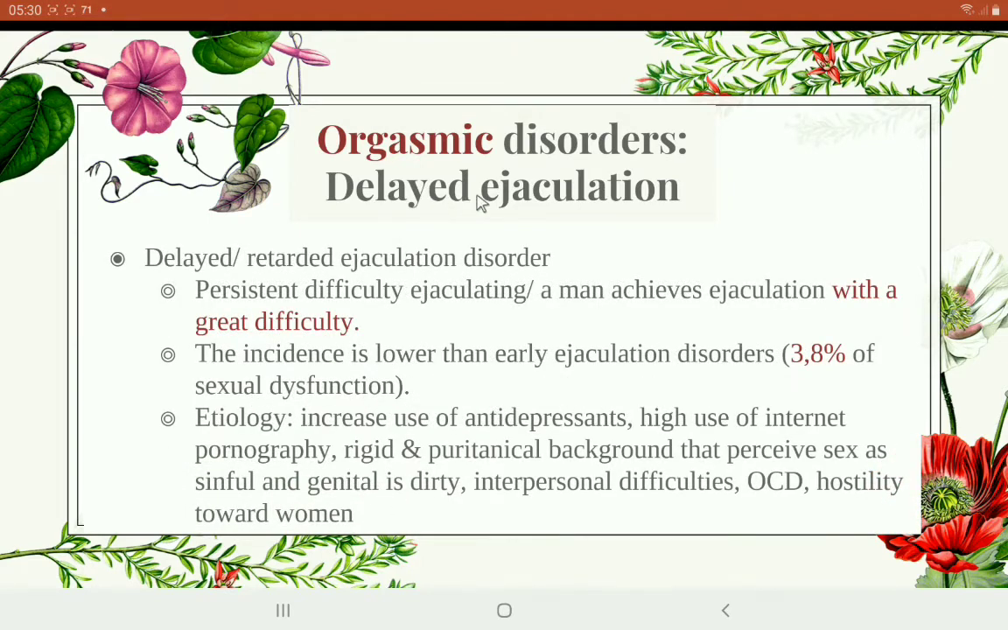Delayed ejaculation is persistent difficulty ejaculating, or men achieve ejaculation with great difficulty. The incidence is lower than early ejaculation disorder. And the etiology includes increased use of antidepressants, high use of internet pornography, rigid and puritanical background that perceives sex as sinful and genitals as dirty, interpersonal difficulties, obsessive compulsive disorder, and hostility toward women.